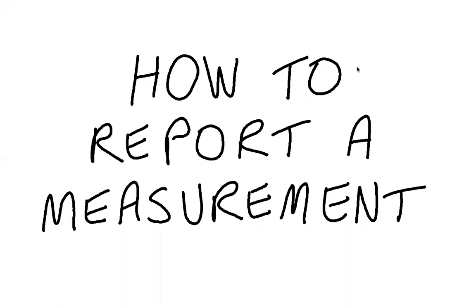This lesson is on how to report measurements. What we want to be able to do is to report a measurement such that we give whoever sees that measurement an idea of how good the measuring instrument is. We want to report the measurement with the proper number of decimal places, or even just places. Sometimes our measurements won't have any decimal places.